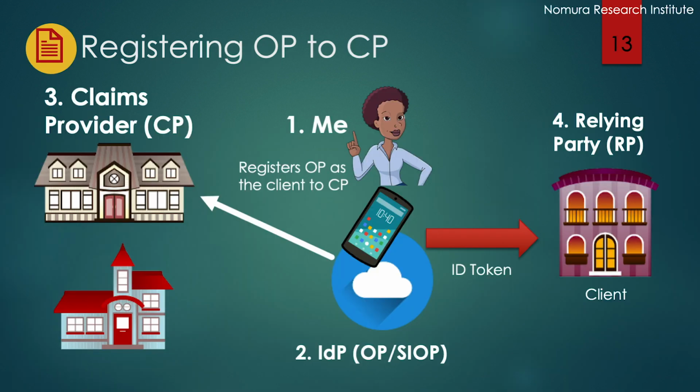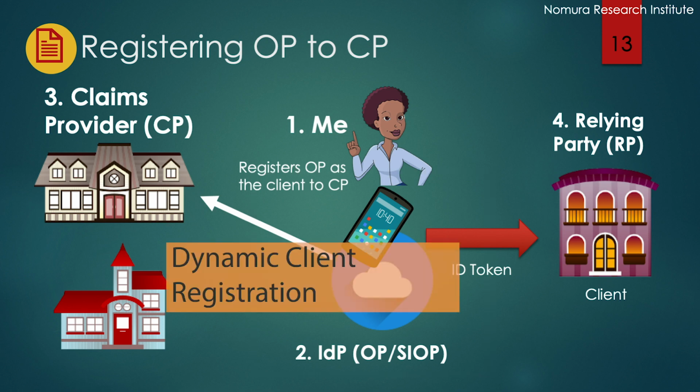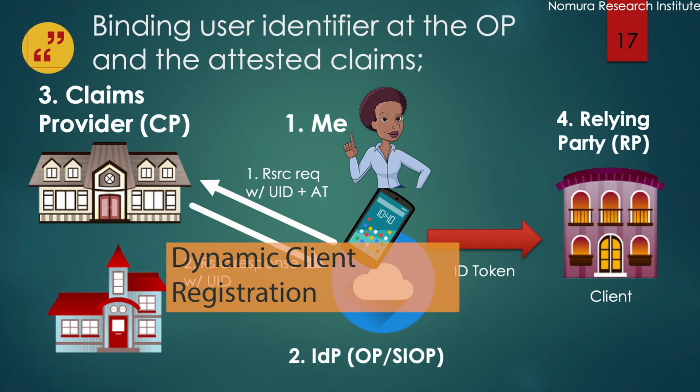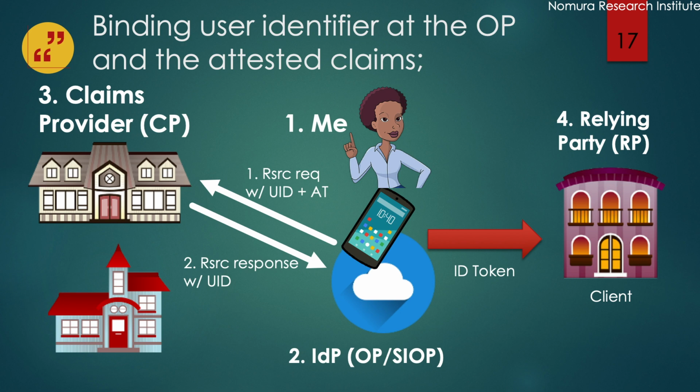Okay, registration of OP to CP. This is confusing because there are 2 OPs, right? But in this case, I'm calling the one in the center OP. In this setting, the OP actually acts as the client to the claims provider, which is another OP, right? And you can actually use the regular dynamic client registration onto the claims provider. That's not a problem. And then the second problem is binding the user identifier at the OP and the attested claims.